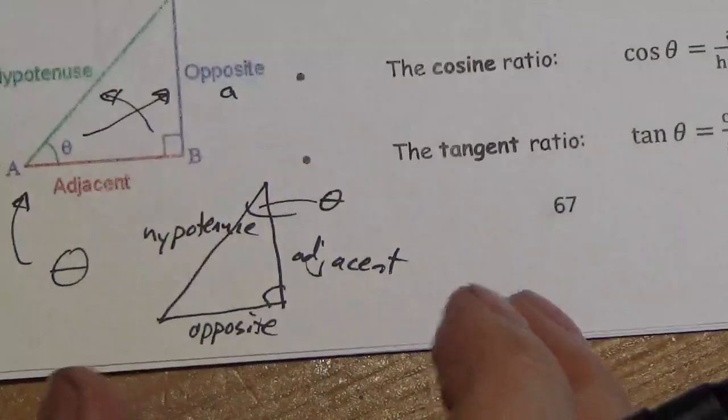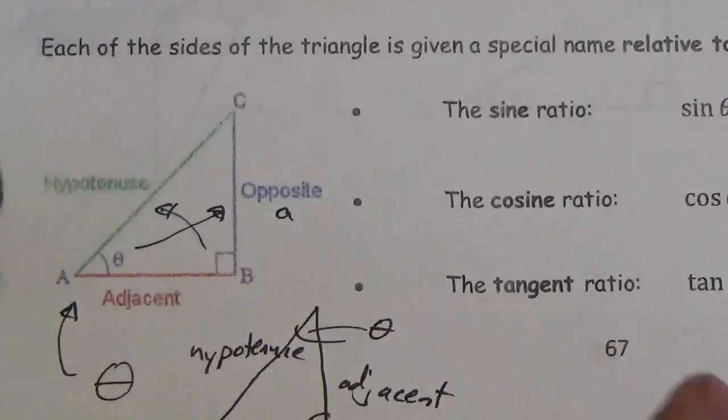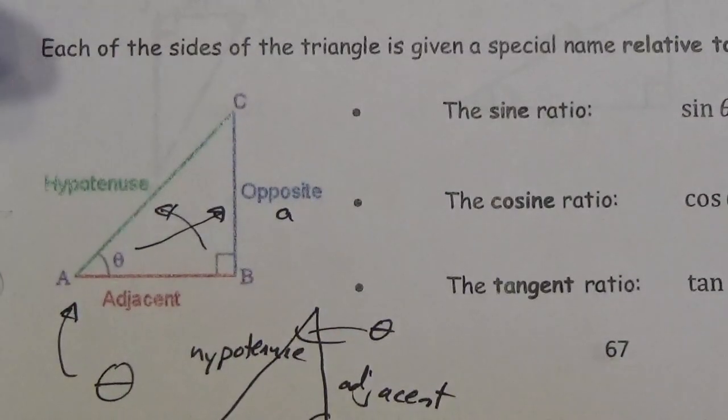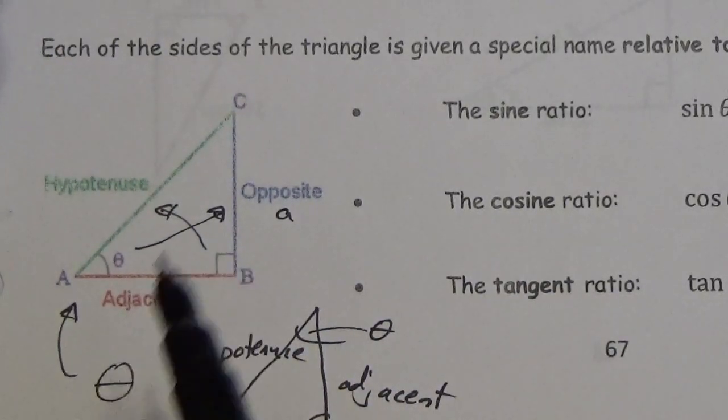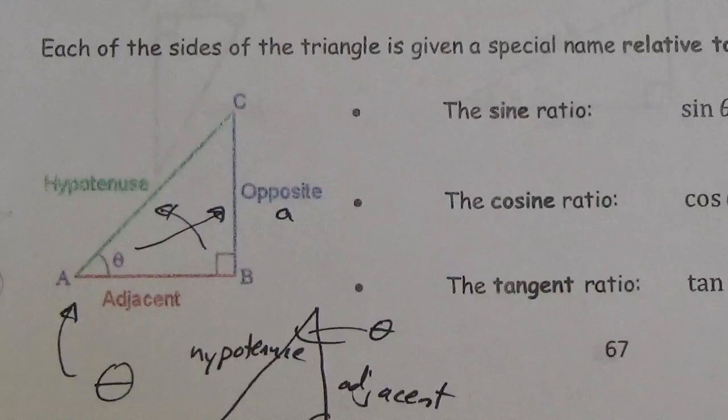Okay? So remember, when we do trigonometry, you're going to pick one of the angles, and that's going to be the one that's of primary importance to you. And that's going to determine which sides I call the opposite and adjacent. The hypotenuse will always be the hypotenuse.